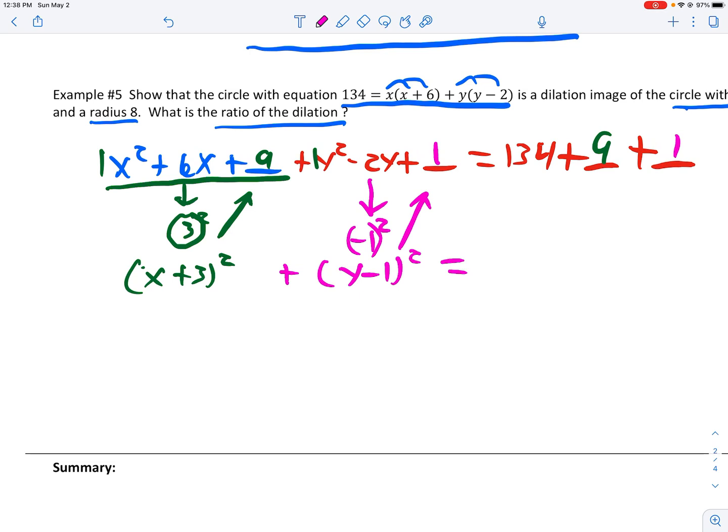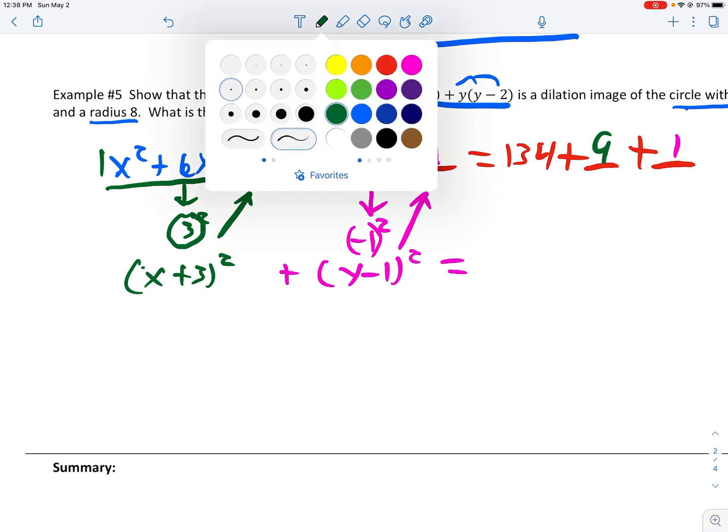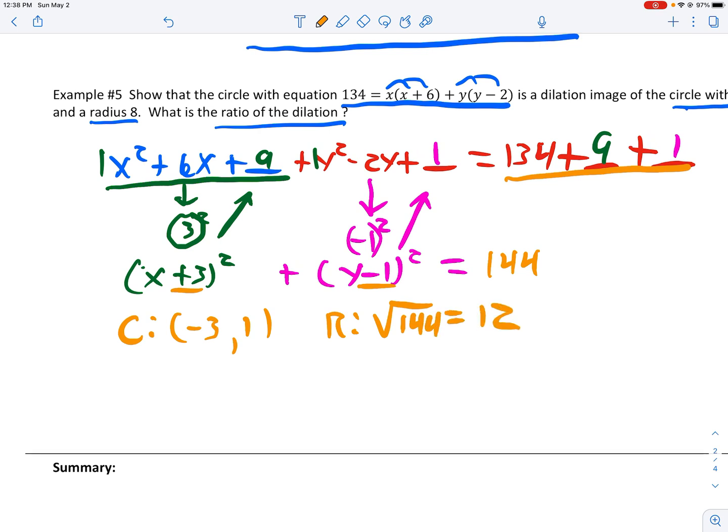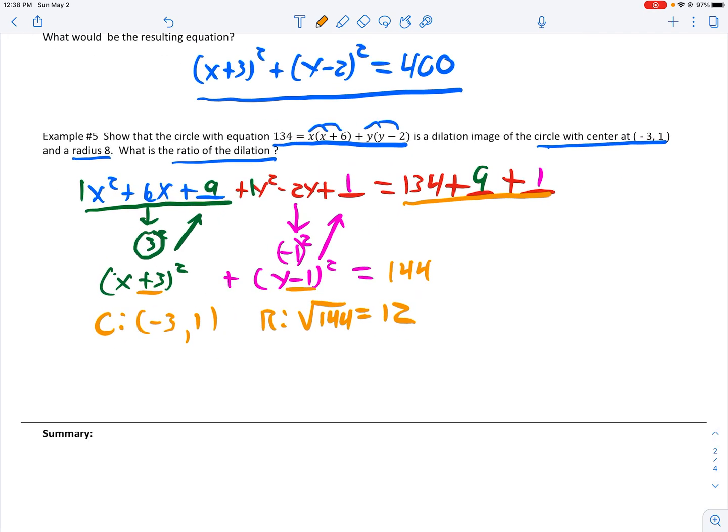Okay, and then we add up everything on the right side here. These 3 constants, it's going to give me 144. So your center, again, opposite, -3, opposite, +1. Radius, square root of 144, which is 12. So notice it has the same center as our circle, -3, 1. And the radius is 8, and now it's 12.